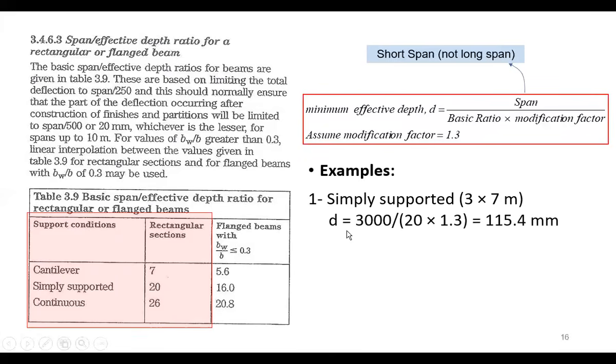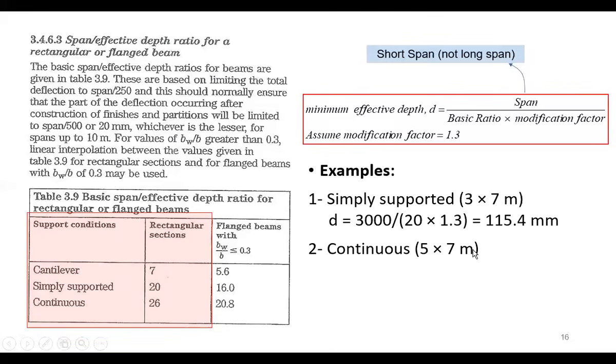The effective depth equals the short span, 3,000, divided by the basic span to depth ratio. This is simply supported, so in the table, the basic span to depth ratio is 20. So it will be 3,000 divided by 20 times the modification factor. Always we assume it 1.3. So it gives us an effective depth of 115.4 millimeter.